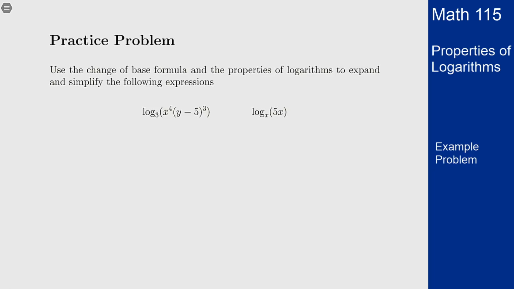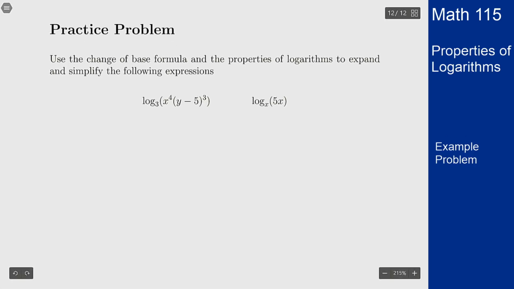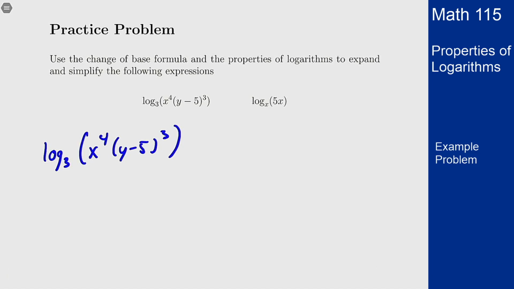In this example, we want to use properties of logs, including change of base, to simplify the following expressions. So the first one we have is log base 3 of x to the fourth times (y minus 5) cubed. And the main thing we're using here are the rules for logs of a product and logs of powers.